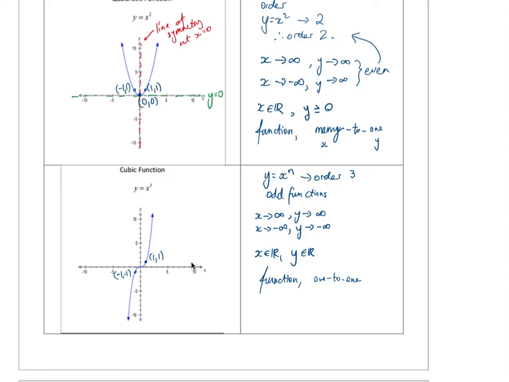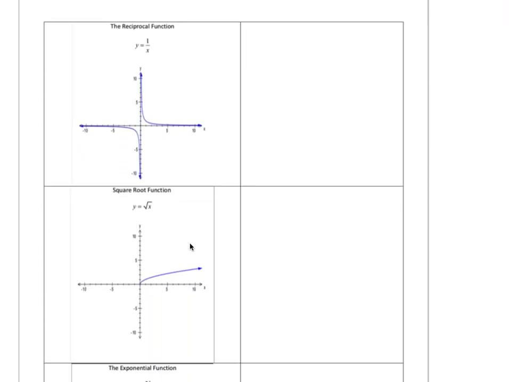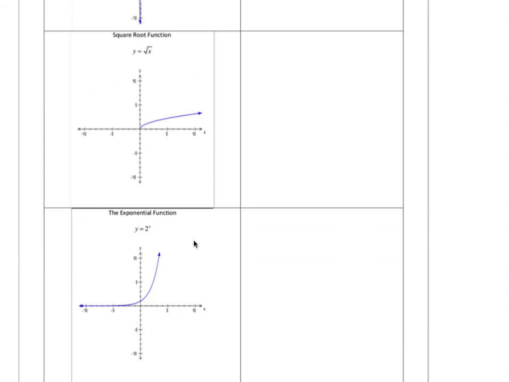Okay. Now I'm going to stop the video here, and in the next video we'll be looking at reciprocal, square roots, and exponential functions.